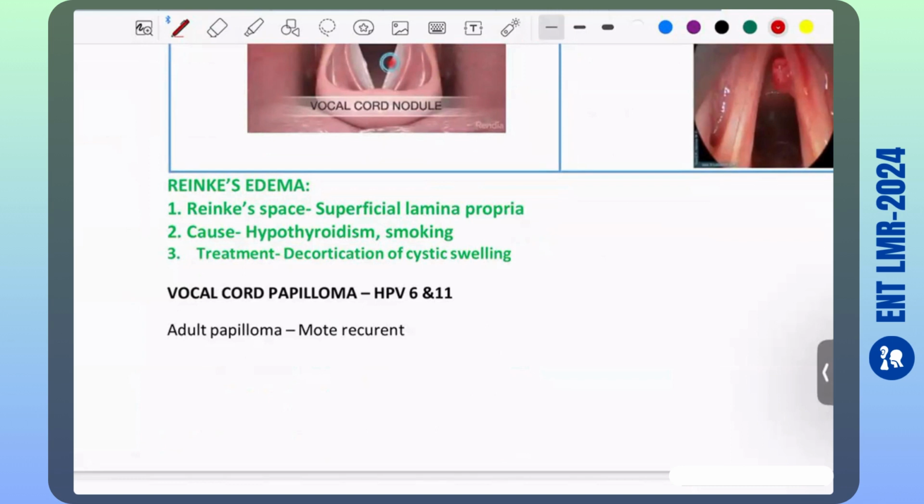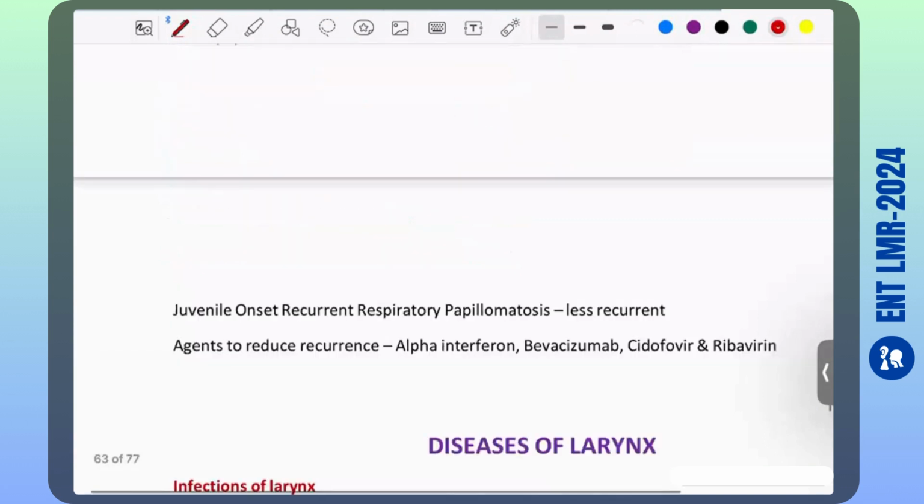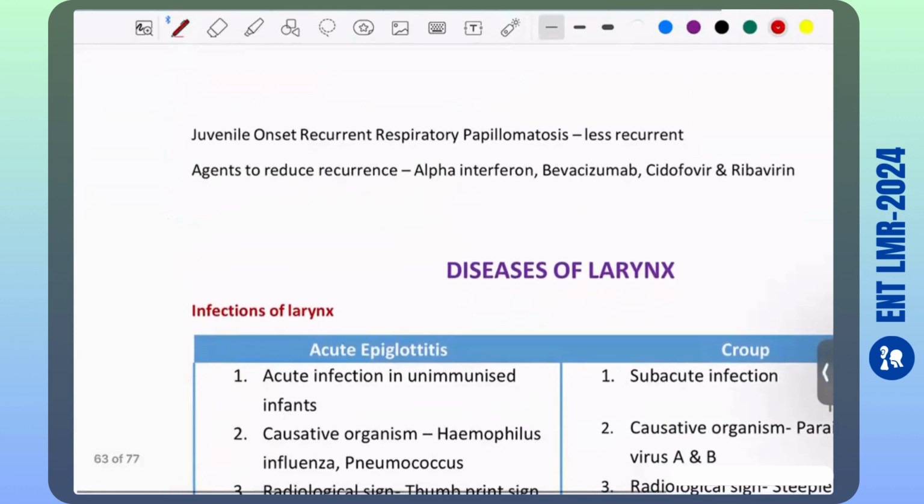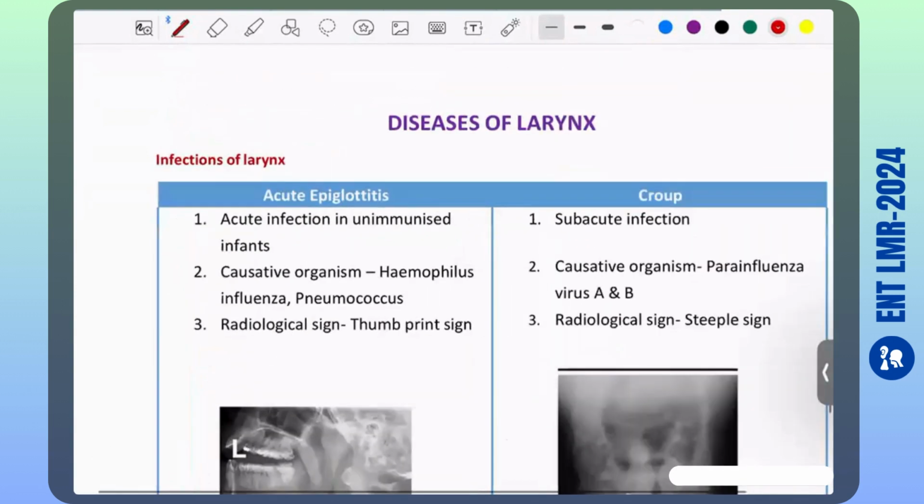Vocal cord papilloma: adult papilloma is most recurrent. Juvenile onset papilloma is less recurrent. Agents to reduce the recurrence: you could use alpha interferon, bevacizumab, cidofovir, and ribavirin. Okay, these are the diseases that are associated with the vocal cord. Very, very important. Now, some diseases of the larynx.